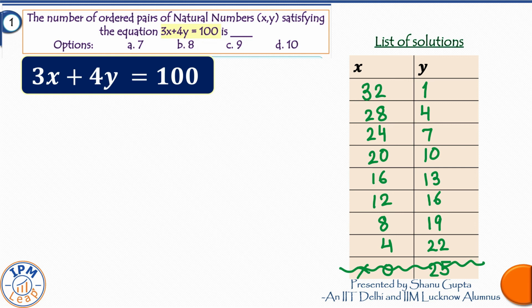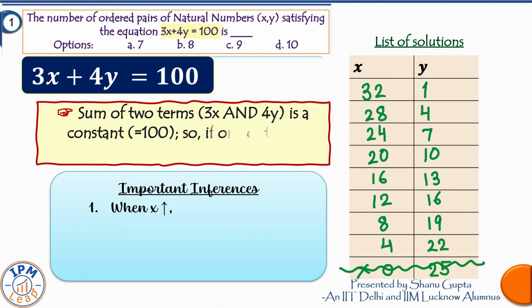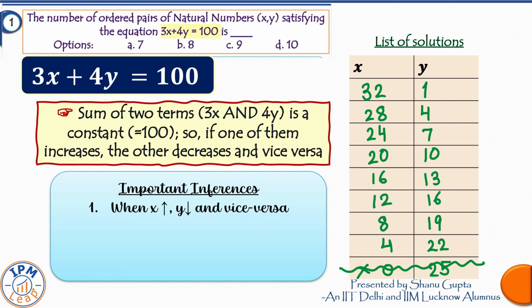Now in this question, we can make 2 very important observations which will help you in subsequent questions. Did you note that when x increases, y decreases and vice versa? This happens in all special equations where terms with variables have a plus sign in between. Like in this case, it was 3x plus 4y, plus sign in between. Understandably, sum of two terms is a constant. So if one of them increases, the other decreases and vice versa.